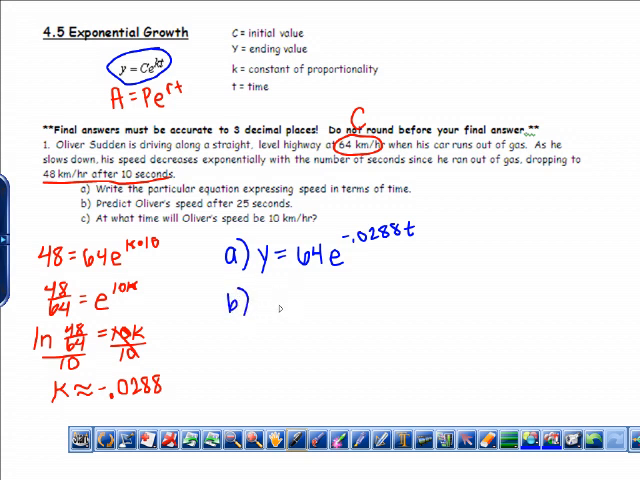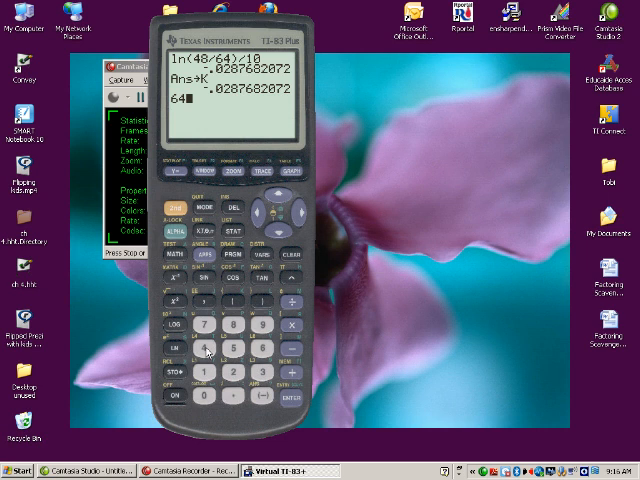Okay, so this says predict Oliver's speed after 25 seconds. So they're saying when t equals 25, what is the y value? Well, we're going to get this by just plugging in 25. So we need to do 64e to the power of k times 25. We're going to do this in our calculator.